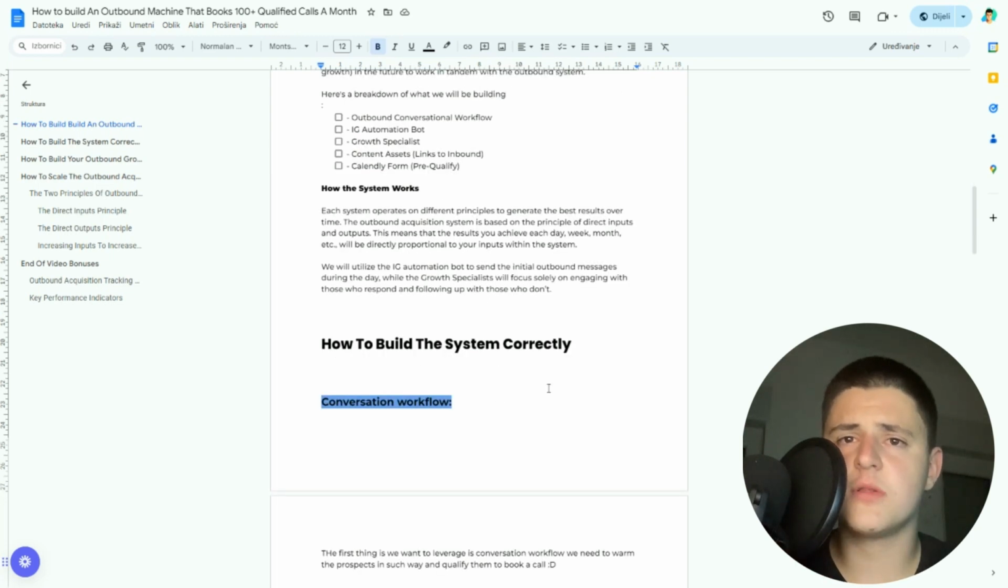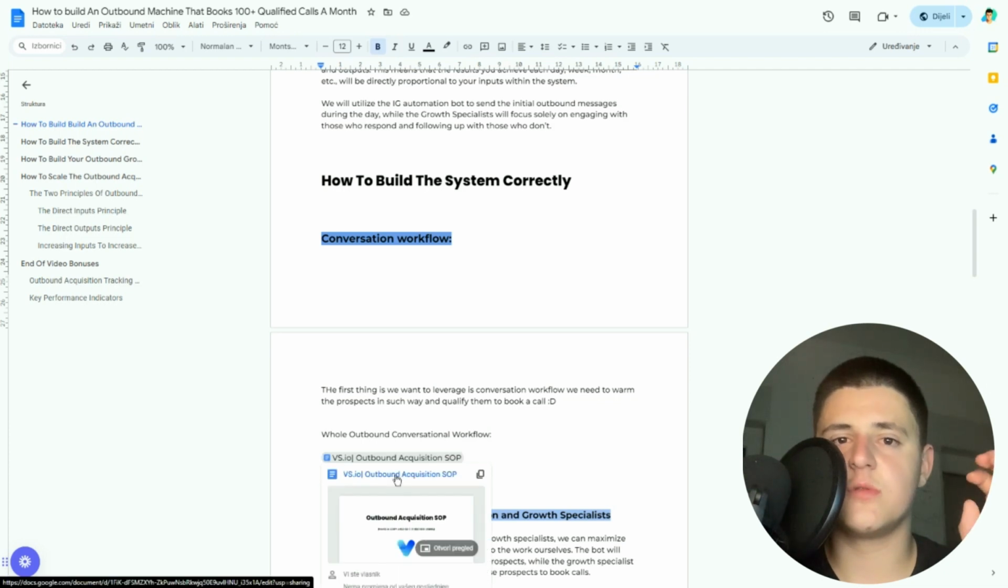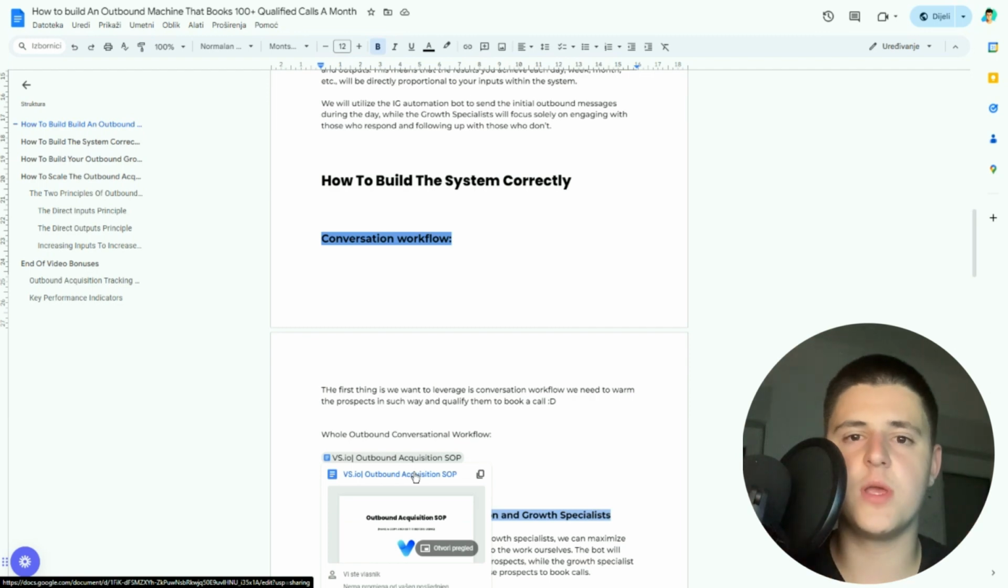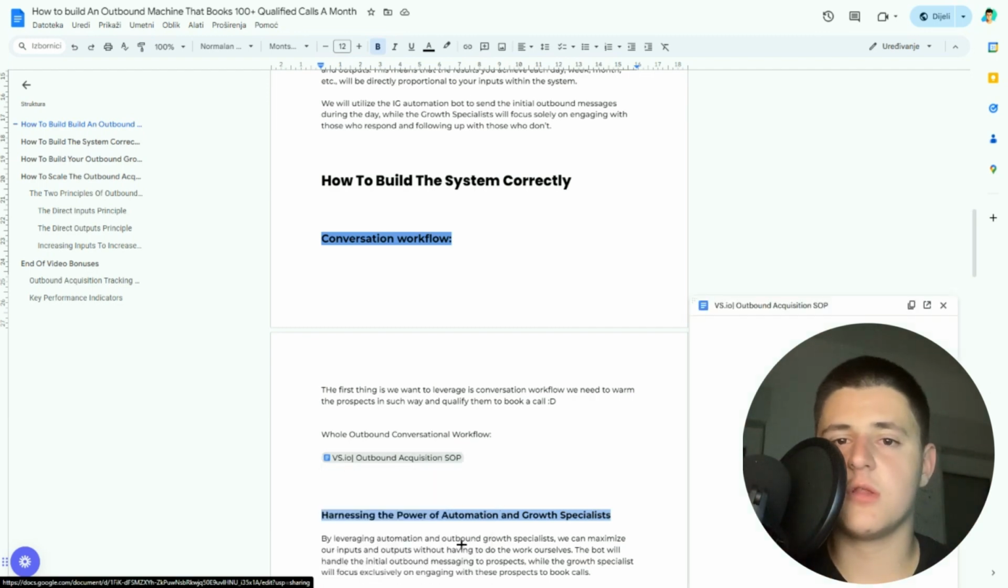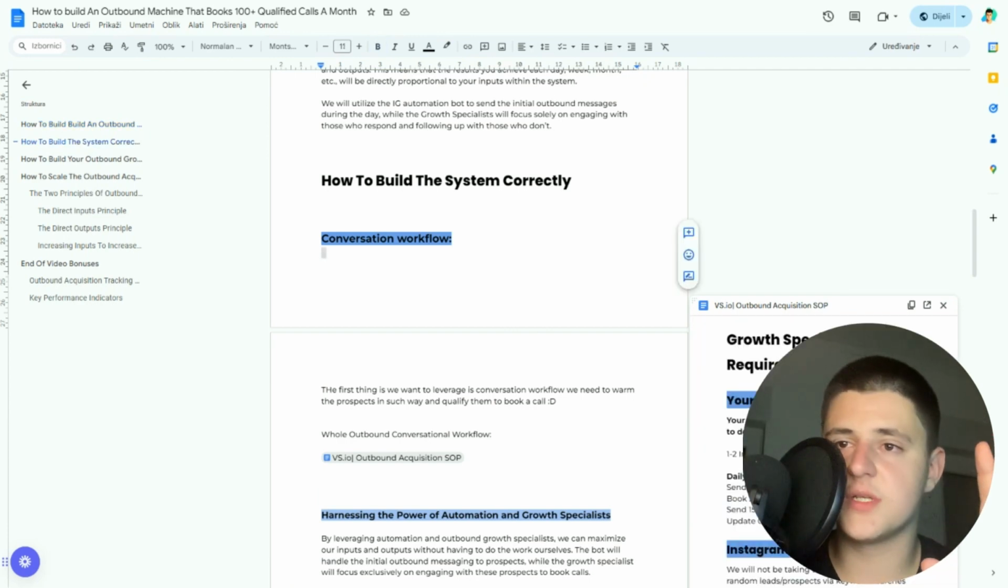So how to build this system correctly? We have the whole conversational workflow. The first thing we want to leverage is the conversational workflow: we need to warm the prospects in such a way and qualify them to book a call. So here is the whole conversational workflow, for which I gave you all the scripts, and this is the SOP, where you can just look at this and show it to your growth specialist, and see what your growth specialist actually needs to do.